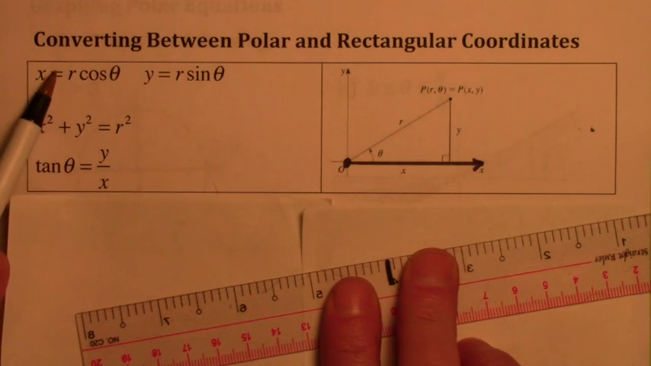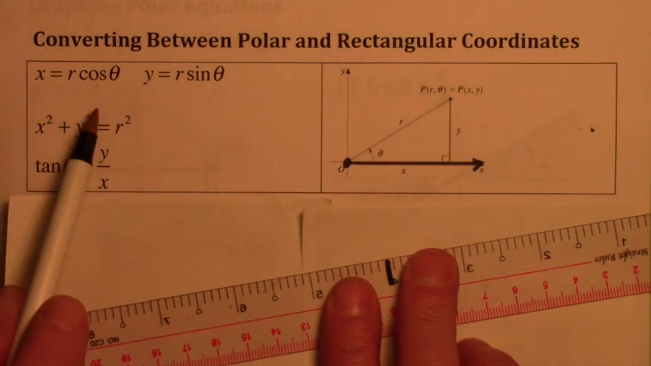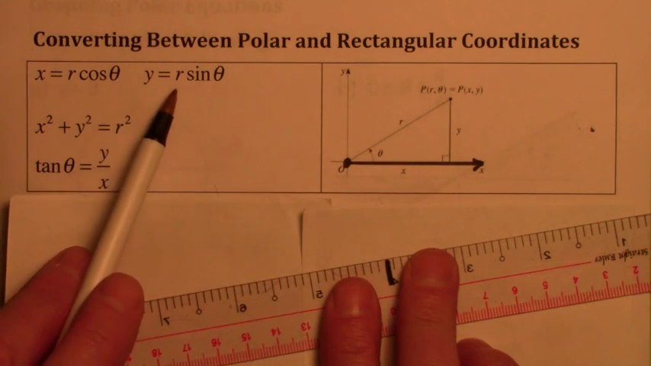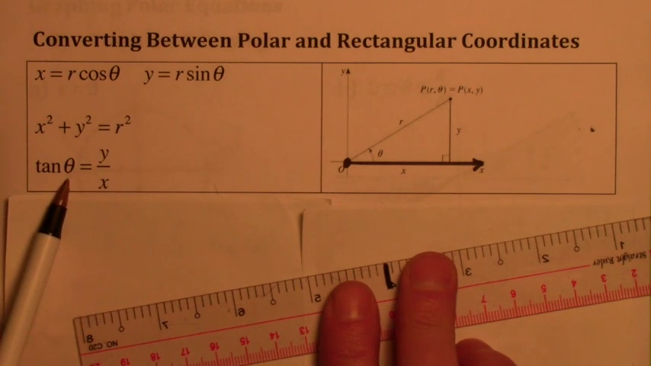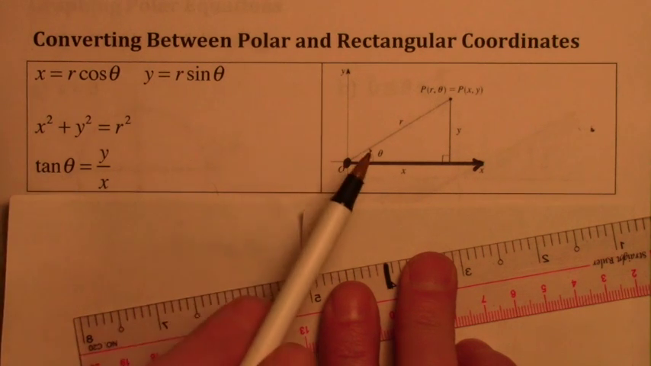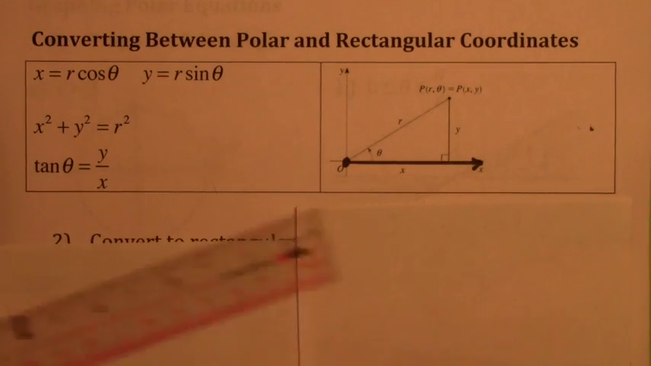And if you look at right triangle trig, isn't cosine theta x over r? So x would have to be r cosine theta. Similarly, y would be r sine theta. And the last thing, the way you switch with theta is you would use the relationship that the tangent of theta, using right triangle trig, is y over x. So here's how it works.